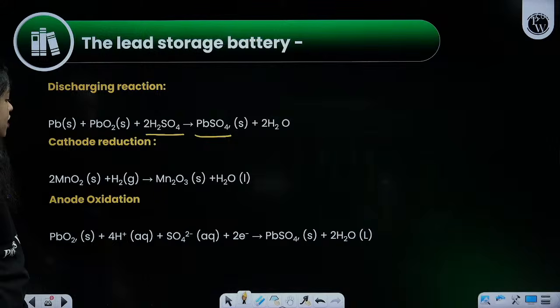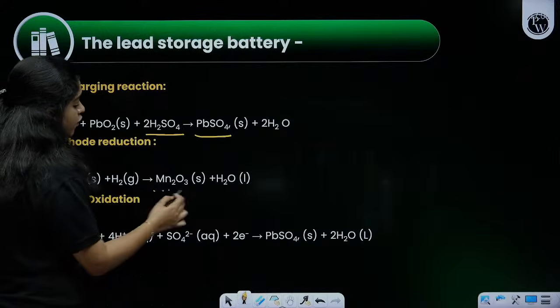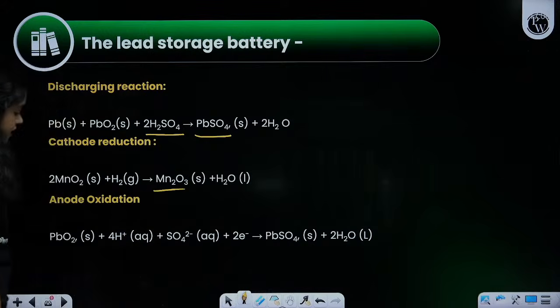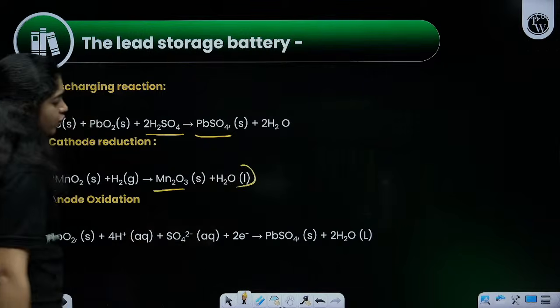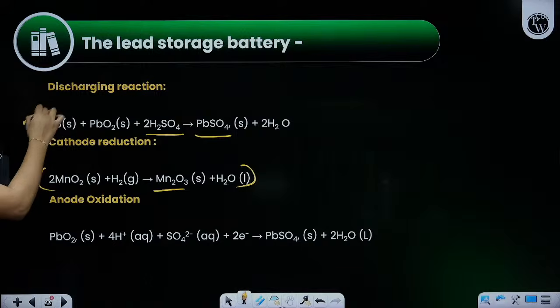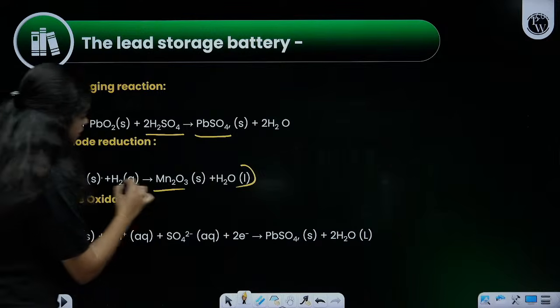Then the anode oxidation: we are writing MnO2, manganese oxide, inside the battery. Manganese oxide reacts with hydrogen to form Mn2O3 plus H2O. Then the total reaction; this reaction is actually not required here, so only the first one is the main one. No need to focus on this reaction.